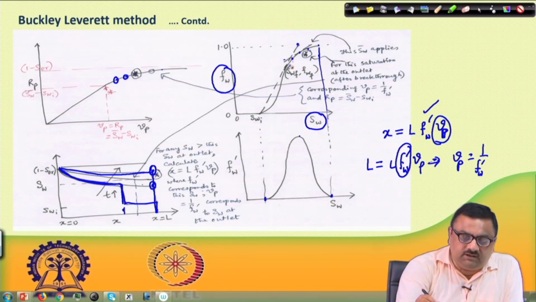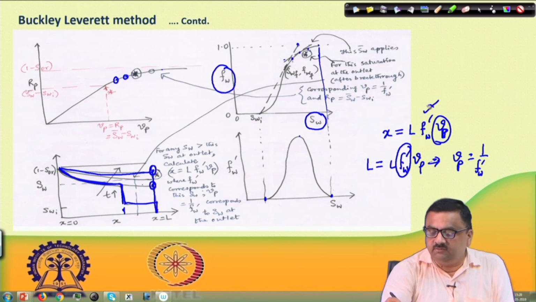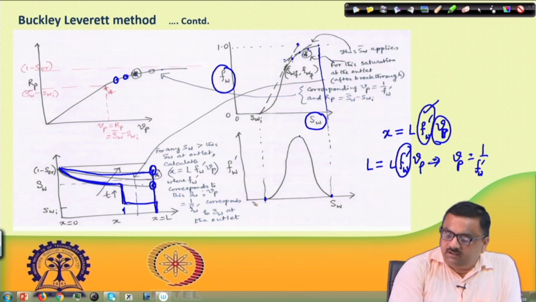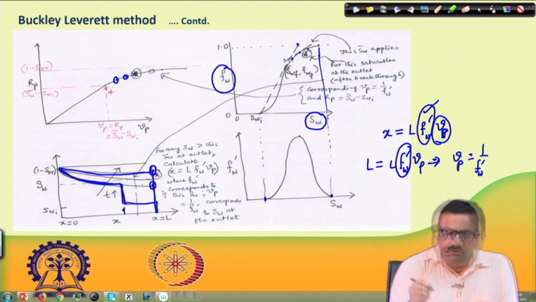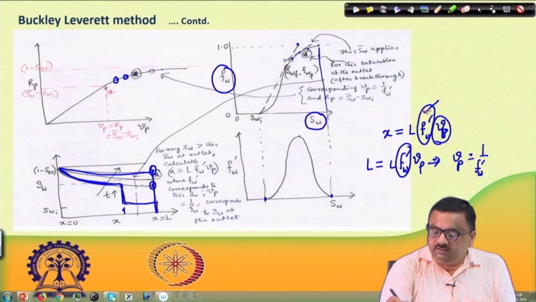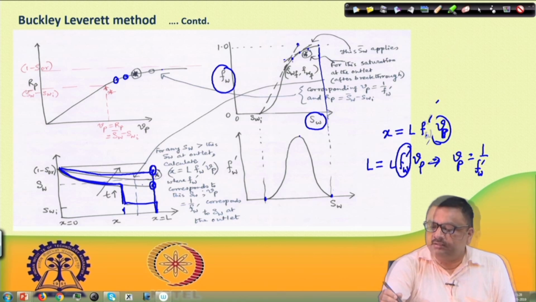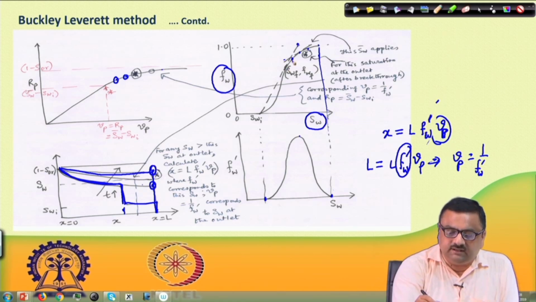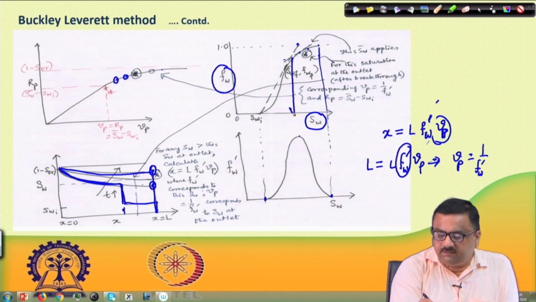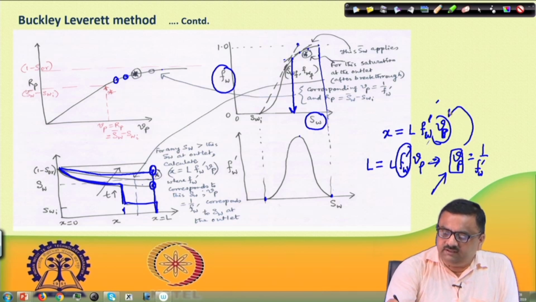So, first of all we have to pick up what the saturation at the outlet is. Let us say this is the saturation at the outlet. So, the corresponding f w prime gives me this f w prime, but V p is obtained from, sorry, what I said is, first let us say this is the saturation at the outlet at any time. So, for this particular saturation, one has to find out what the corresponding F w prime is. From that F w prime, one has to find out what the corresponding V p is. So, that gives you the V p, and that V p goes in here.